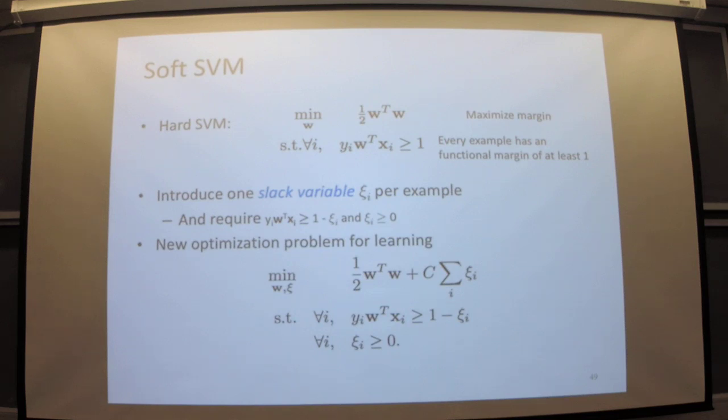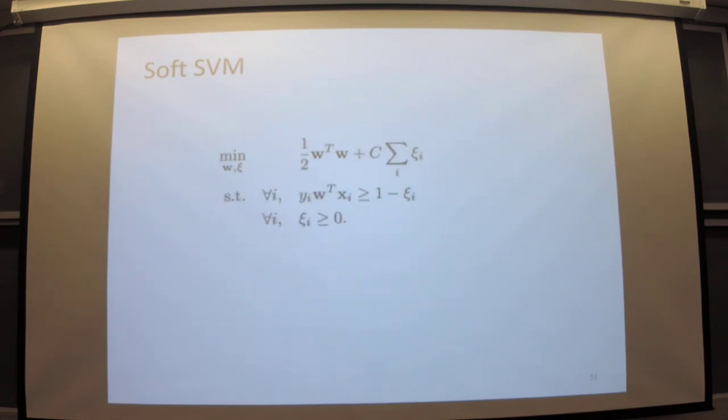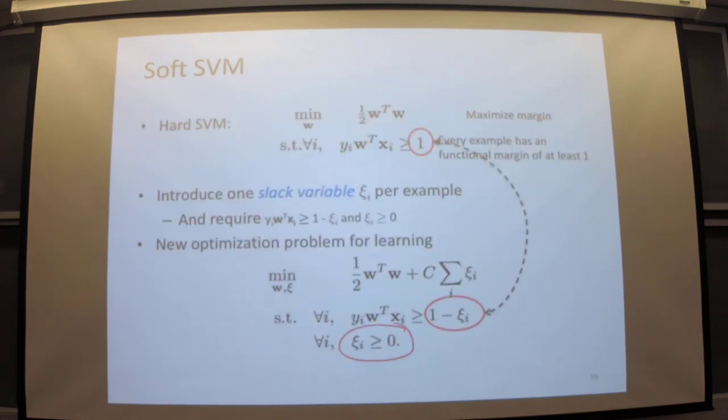And now let me just write everything I've written up there except one new thing. For every example, originally, we said every example should have a functional margin of at least 1. Now we're saying every example should have a functional margin of at least 1 minus psi_i. That way we allow some examples to break into the margin. We also demand that every psi_i should be positive.